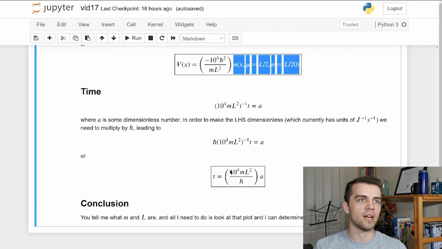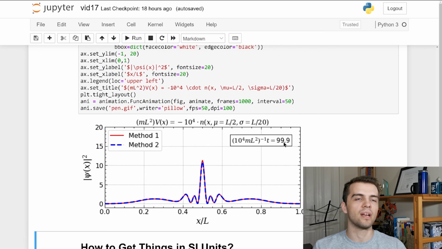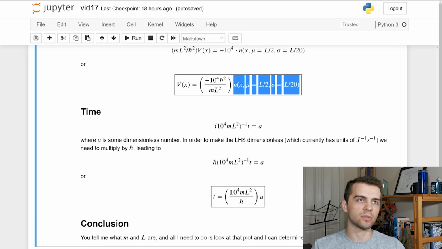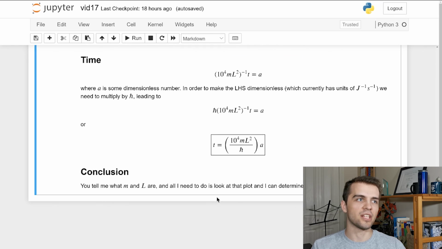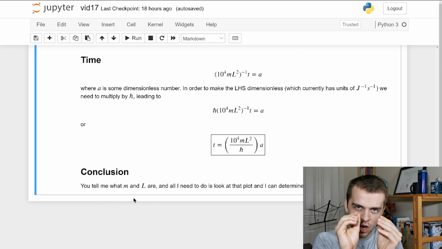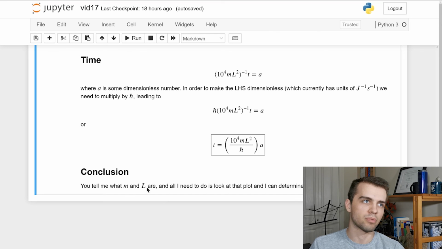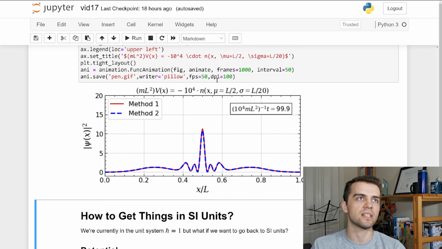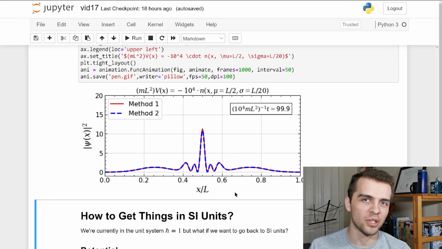In other words, solving for time, we get time is equal to this factor here times a. So if we're curious what the true time is in this plot, right, we look at this number. To get the true time in SI units, we would take this number, a, and multiply by this factor out front. And so in conclusion, if you tell me what m and l are, maybe you're interested in an electron in sort of an atomic radius type problem here with L, then all I need to do once you tell me m and l is I plug those into this here on the plot, and I can tell you what the time is, and I can also tell you things about the position as well.